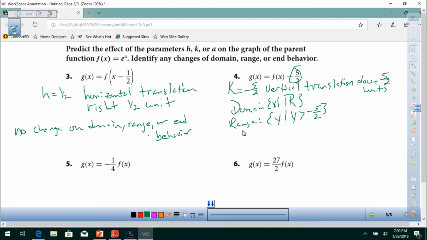What about the end behavior? As x approaches positive infinity, f of x approaches positive infinity. Now, what about here? Because now you have a new horizontal asymptote. Let me show you. As x approaches negative infinity, f of x approaches negative 5/2. Okay, and I can show you that real quick.